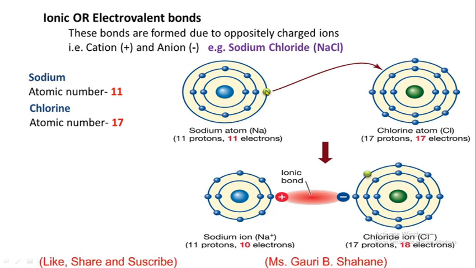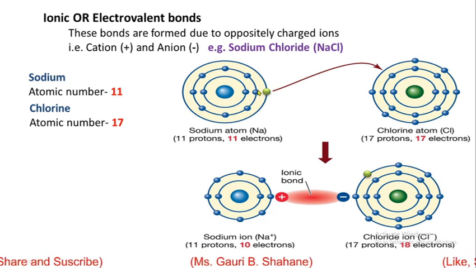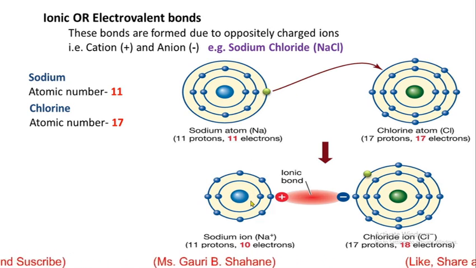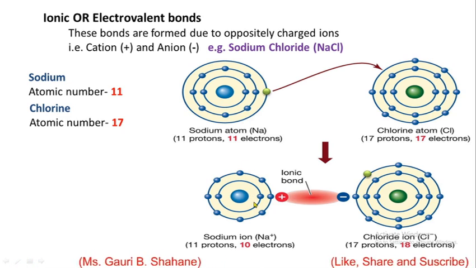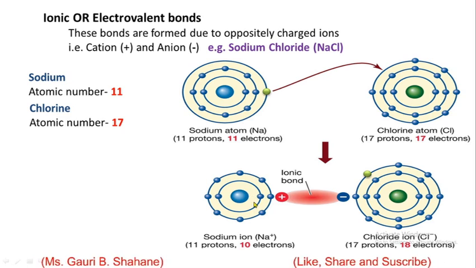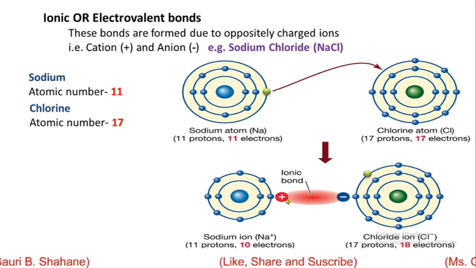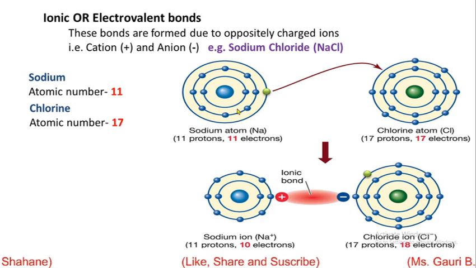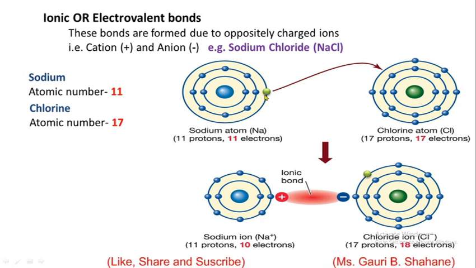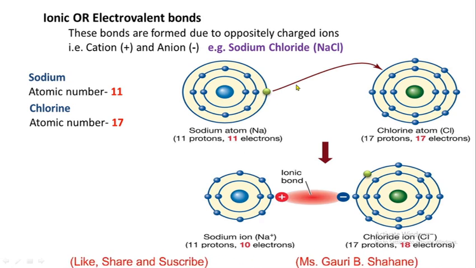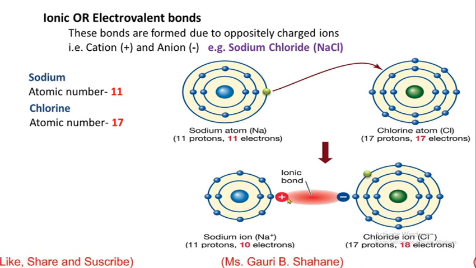Sodium atom loses its electron and converts into sodium ion. Okay, atom converts into ion. Now, what does ion mean? The atom with electric charge, due to loss or gain of one or more electrons, means ion. And here the sodium atom loses its one electron, so it will be converted into sodium ion, which is positively charged.